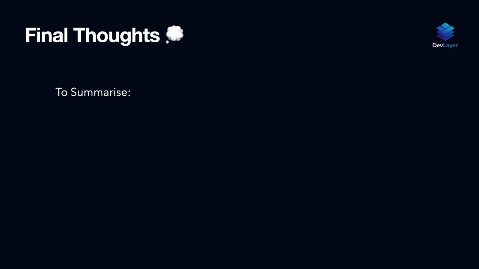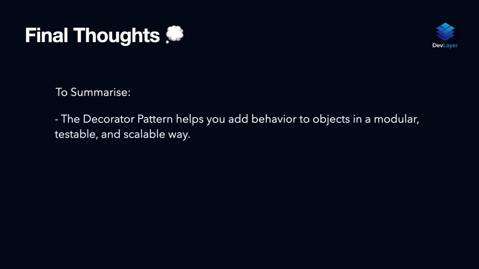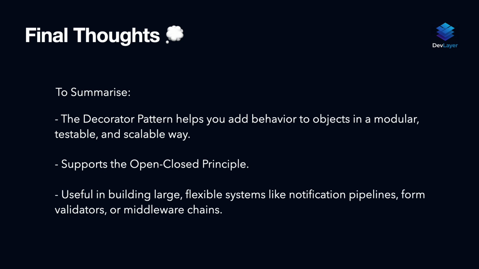To summarize, the decorator pattern helps you add behavior to objects in a modular, testable, and scalable way while keeping the core logic untouched. It also supports the open close principle. That is, it helps you to keep your class open for extension but closed for modification. It is very useful in building large, flexible systems like notification pipelines, form validators, or middleware chains.